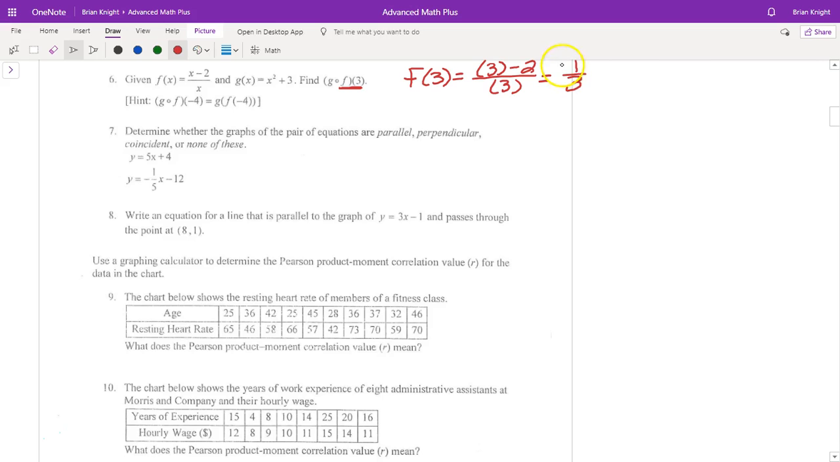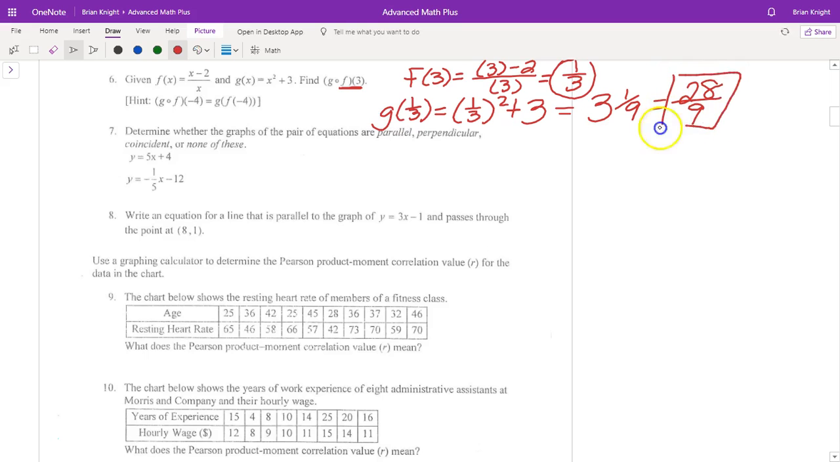So I'm taking this and putting it in for g of x. So g of 1/3 equals 1/3 squared plus 3. That's 3 plus 1/9. 3 and 1/9. I don't know how it has it in your answer. It looks like 28 over 9. Okay. I would take either answer, but remember the exam will be multiple choice, so you have to pick whichever one they want you to pick.